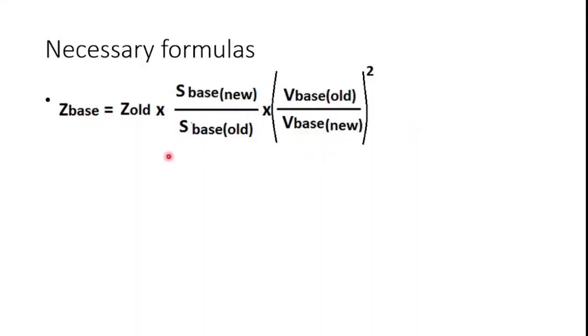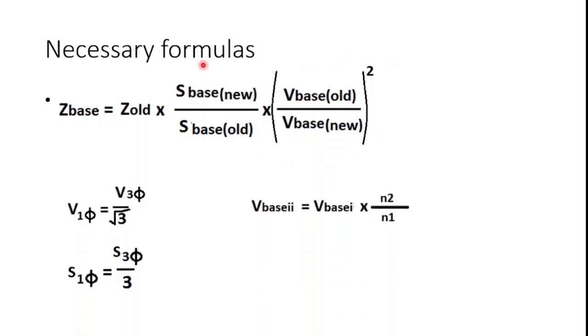Okay, so before we jump into the example, we should take note about some of the formulas that we need to use, like this one. This is the most important formula that we will be applying throughout the whole process of the per unit method. And there are 4 other formulas that we need to take note about.